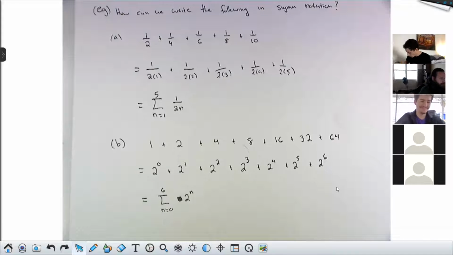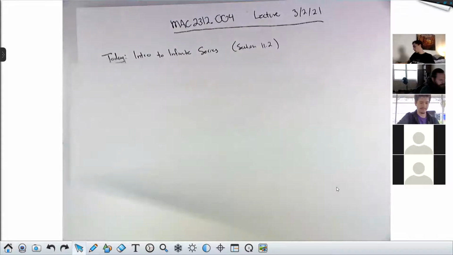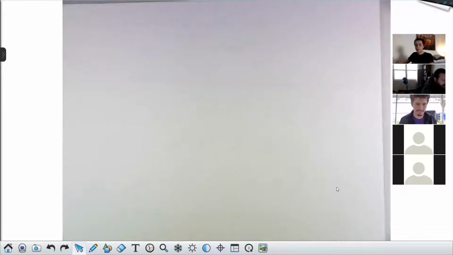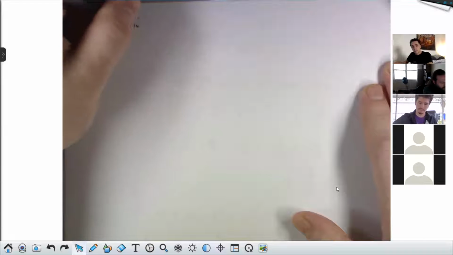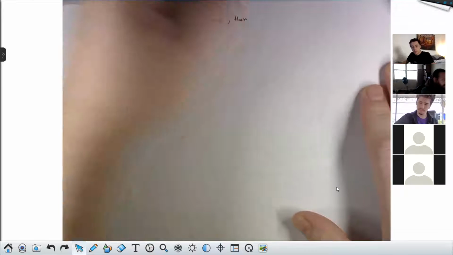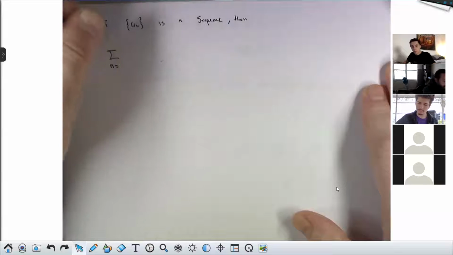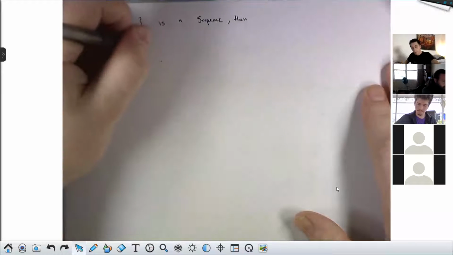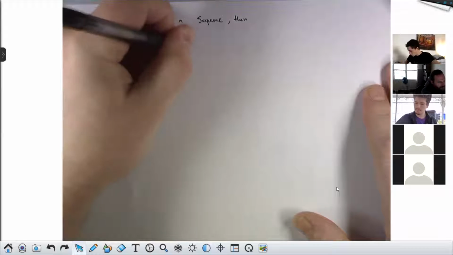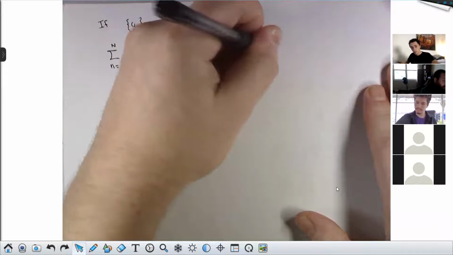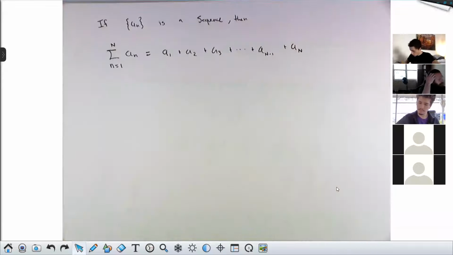All right. So in full generality here, we would say if a_n is a sequence, then sigma n from 0 or 1, we'll say 1, up to capital N of a_n is a1 plus a2 plus a3, all the way out to the very last term, which would be a sub capital N. All right, that's what this means.